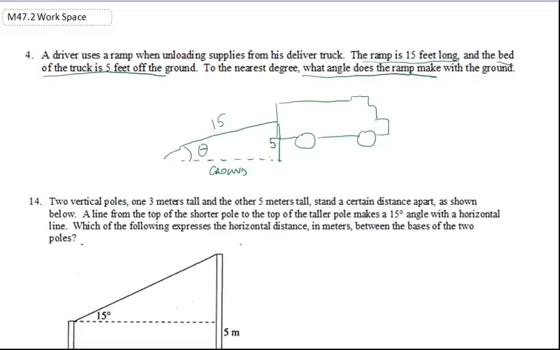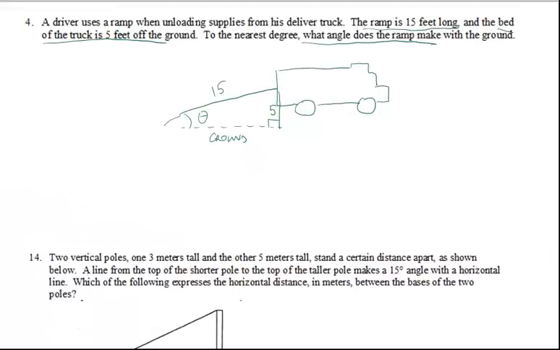Now, we do have a right triangle here because the ground and the height will be at right angles to each other. So all we need to do now is think about it. We want an angle. We know the opposite side of the angle. We know the hypotenuse of the angle. Which of the functions involves opposite and hypotenuse? The sine does. So the sine of angle theta must equal 5 over 15, opposite over hypotenuse. To find theta itself, we need to do the inverse sine of 5 over 15.